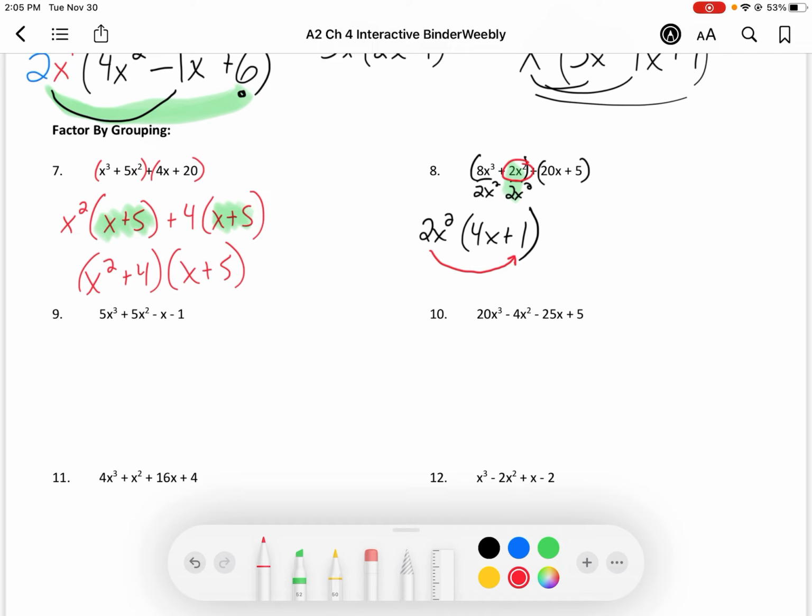What can I factor out of the second parentheses? A 4 plus 4. It's a positive 4, so I put a plus down. Then when I divide, my GCF there is 5. When I divide by 5, I'm left with 4x plus 1.